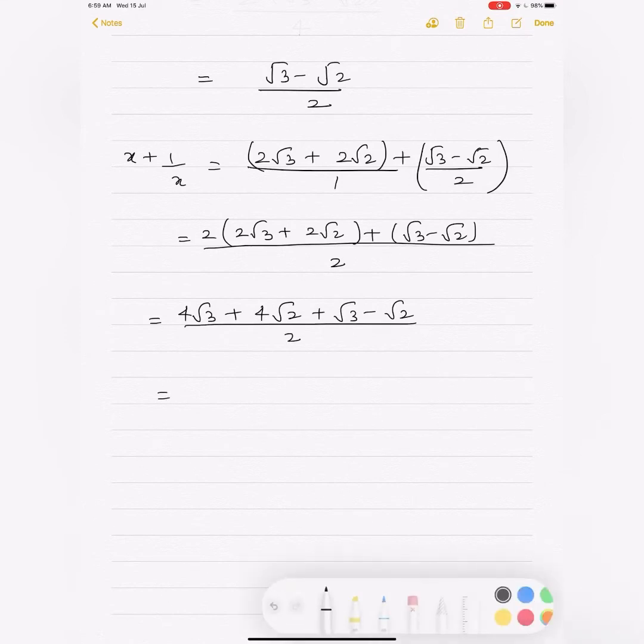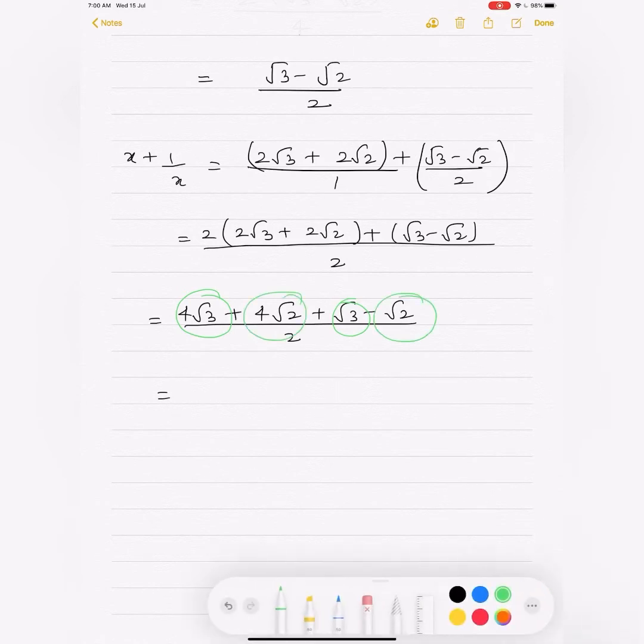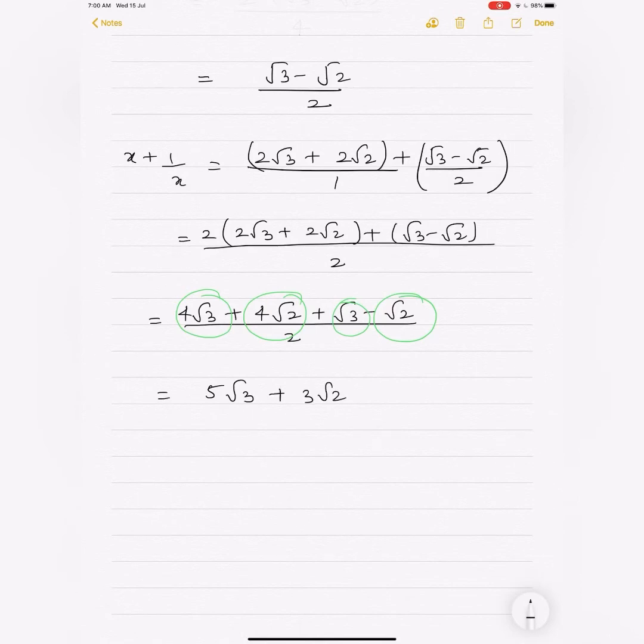Now if you add up the like terms here, so 4 root 3 plus root 3, that's how much? 5 root 3. And 4 root 2 minus root 2 is how much? 3 root 2, correct? So that's your answer. So first we'll write 5 root 3 plus 3 root 2 whole thing upon 2.